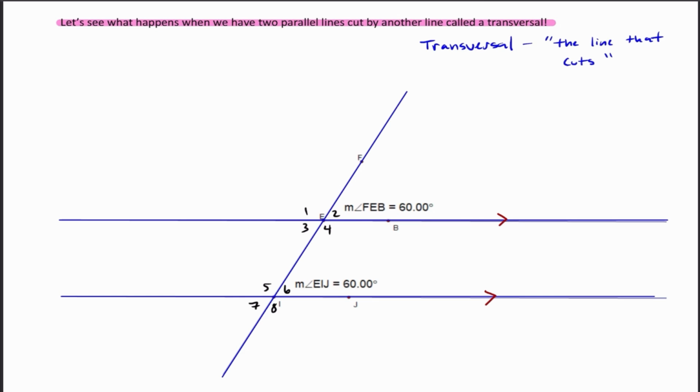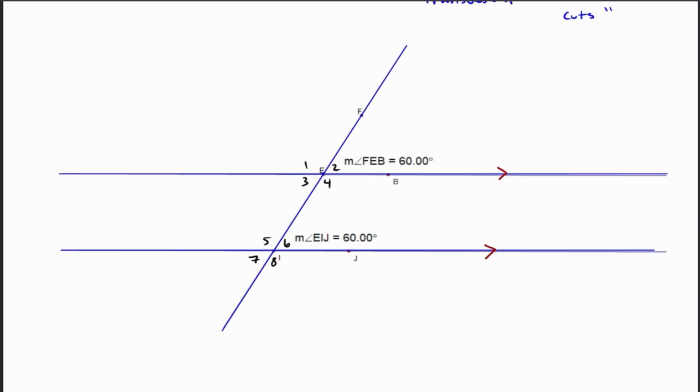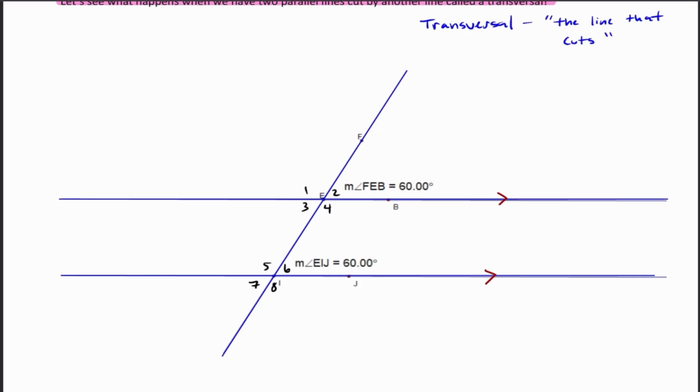Now, let's take a look at this region and compare that to this region. This region contains angles 1, 2, 3, and 4, and this region over here contains angles 5, 6, 7, and 8. Now compare angles 1 and 5. We can see that angle 1 is on the top left of this region, and angle 5 is on the top left of that region. So what can we say about angles 1 and 5? We call those angles corresponding angles.